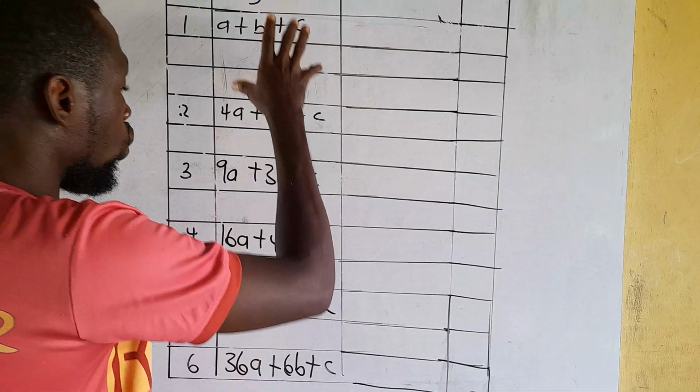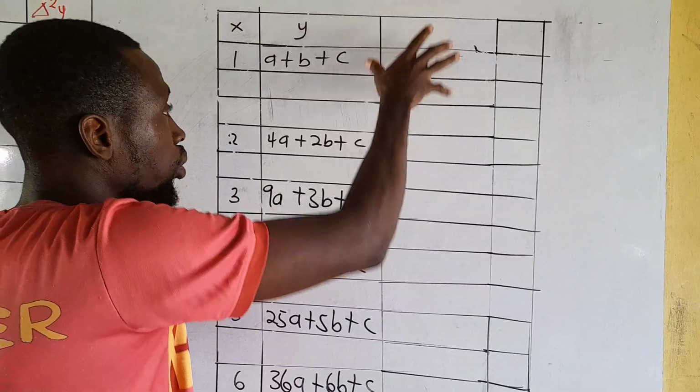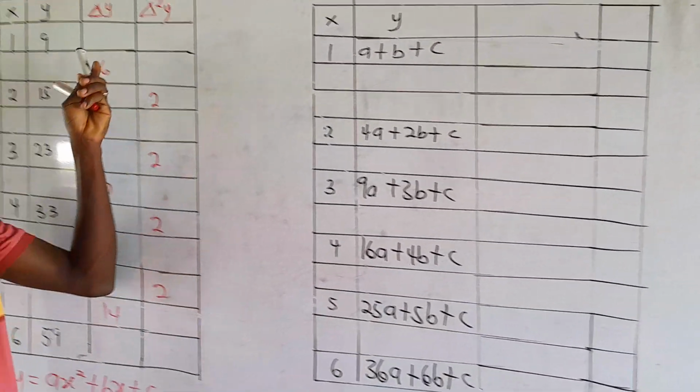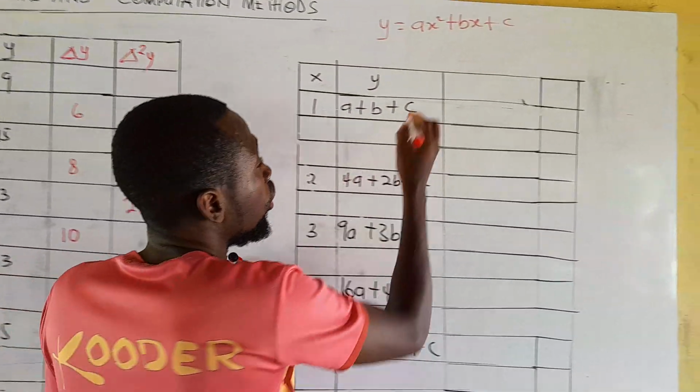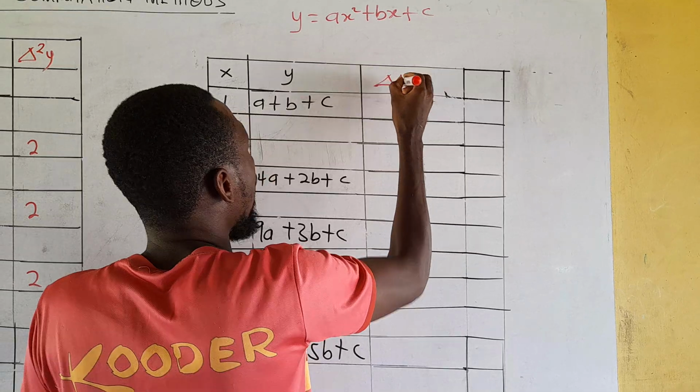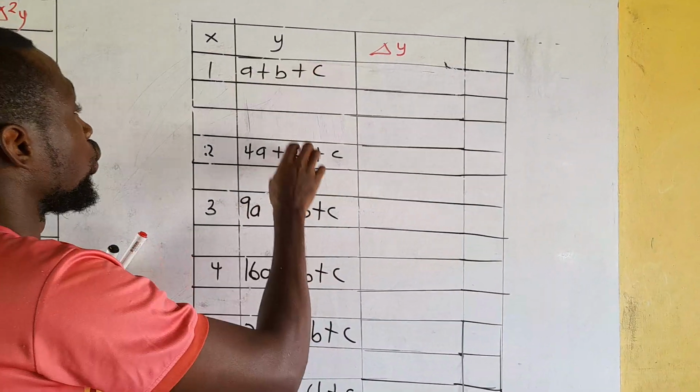So we will find the difference between the y values, that is the first difference of y, just as we did for this table. So we are going to do that. So we said del y. How do we do that? We subtract these values from this.